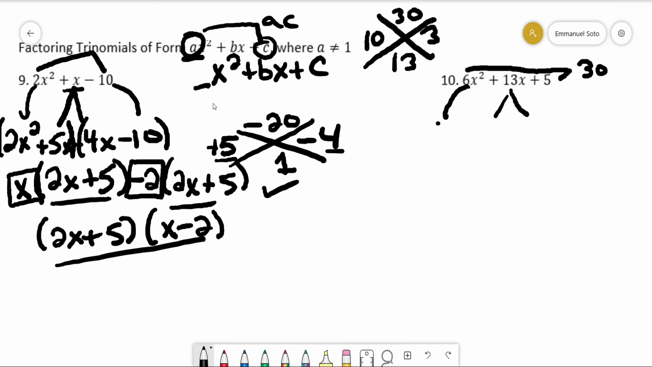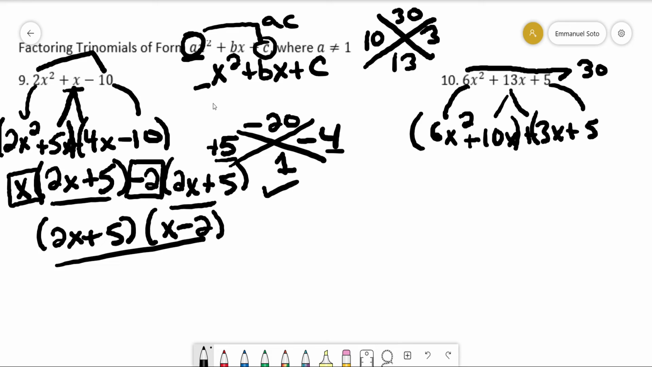Bring this down. 6x squared. We have plus 10x, don't forget the x, and then 3x. Bring down the 5. Factor by grouping. So we can pull out an x here. We can also pull out a 2 from 6 and 10. So we have 2x, okay? 2 times 3 gives us 6, and then we have 1x left over. 2 times 5 will give us 10. We have no x's left over. Takes care of that part.